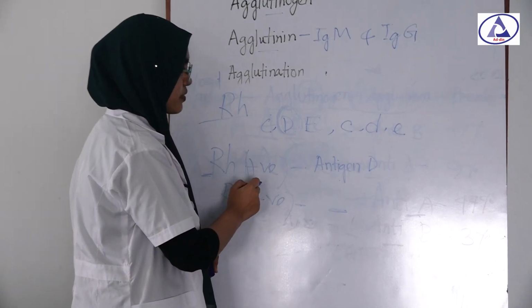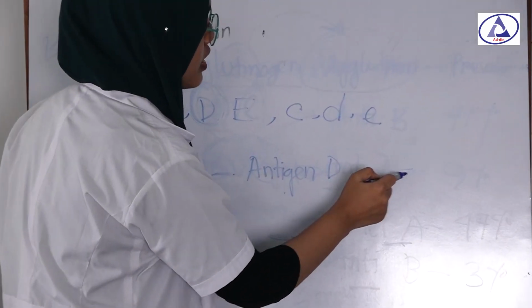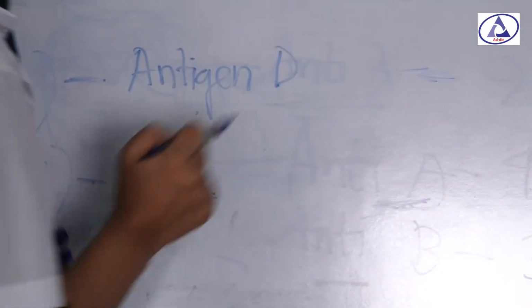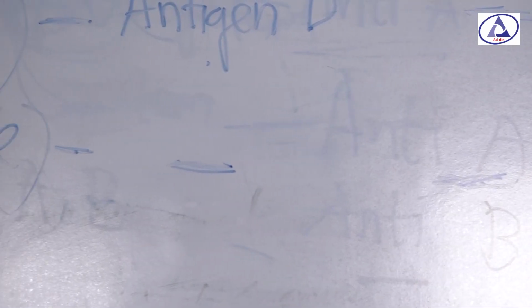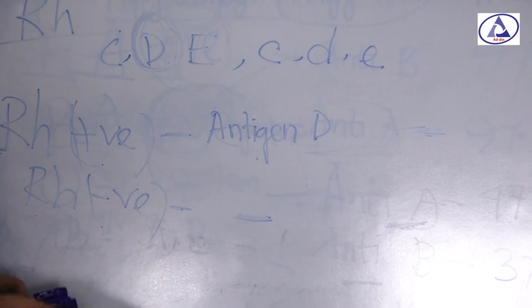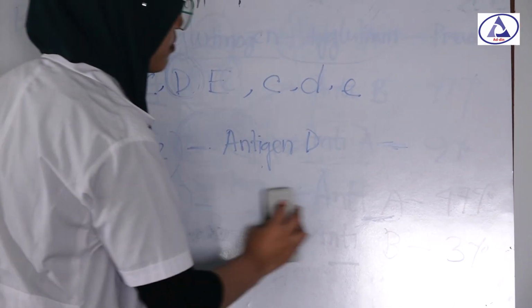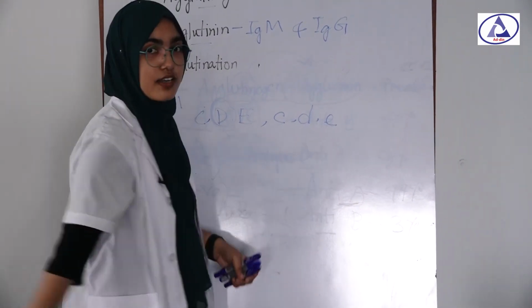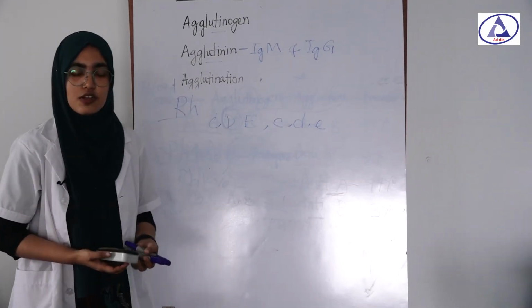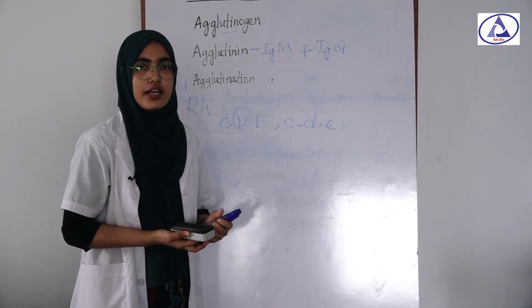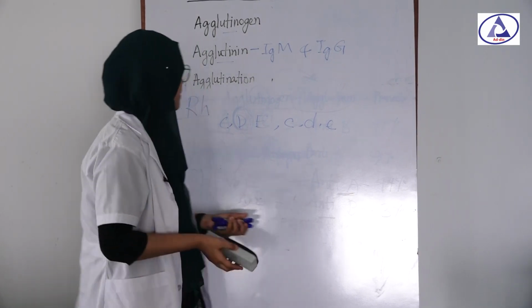Those who are positive also don't have this antibody. Those who are negative also don't have this antibody. Okay. So how will this antibody be formed? Anti-RH antibody, or anti-D antibody, will form when we transfuse RH positive blood into an RH negative person, or when an RH negative mother carries an RH positive fetus in the womb.